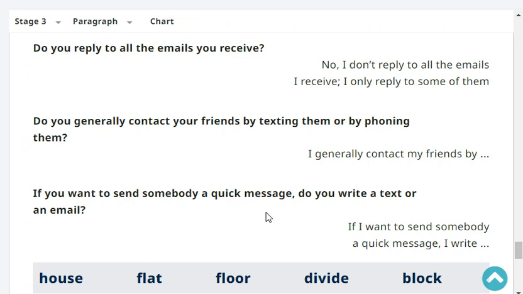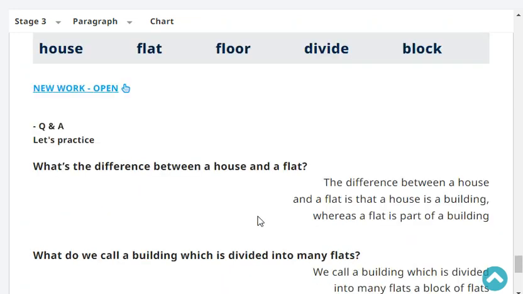If you want to send somebody a quick message, do you write a text or an email? If I want to send somebody a quick message, I write a text. Very good.